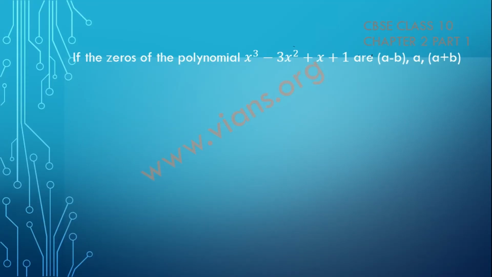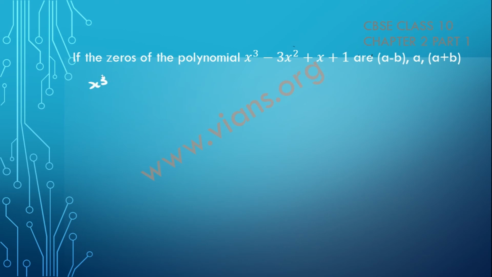That's our problem 11. Problem 11 says, if the zeros of the polynomial, and that's a cubic polynomial now, x cubed minus 3x squared plus x plus 1 are a minus b, a and a plus b. I think I missed it here. It said find a and b. Alright, so if you remember the cubic, what was the formula for the cubic?